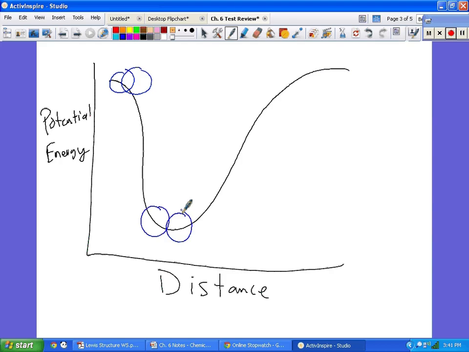Okay? And the farther apart they get, what happens to the potential energy? It goes back up, to the point where they're completely separated. So this was one of the charts that was on the PowerPoint. So again, when it's at its perfect bond length, the potential energy is at its lowest point, and this is where it's stable. So you're going to make a chemical bond there.